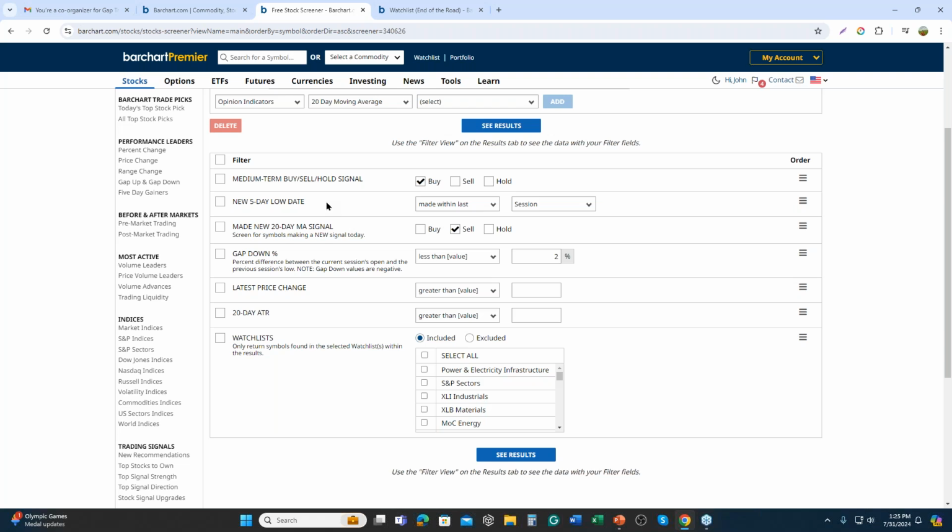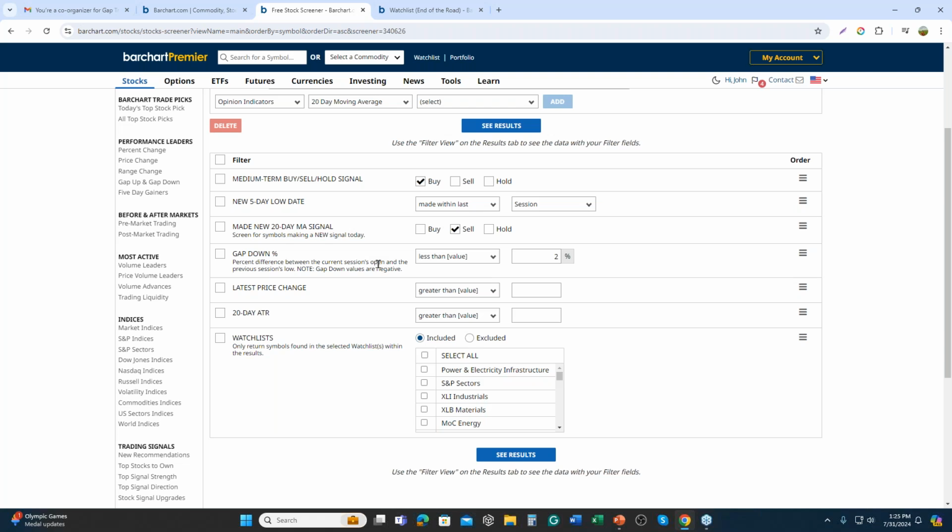I want to see a new weekly low over the last 5 days made within today's session. I'm going to look at that new 20-day moving average. Again, I want to see price below that 20-day moving average. Gap down percentage. Again, that percentage that we said most of these types of trades are. Now, this takes a little bit of a nuance. You have to kind of think in terms of when you're back in school.